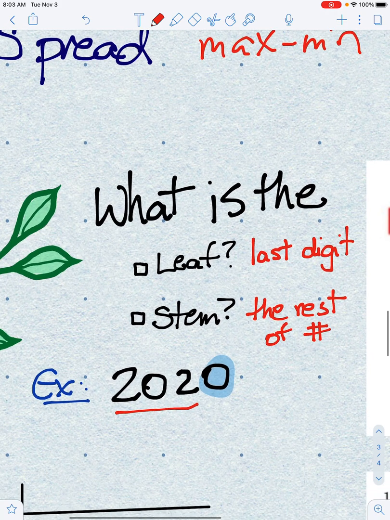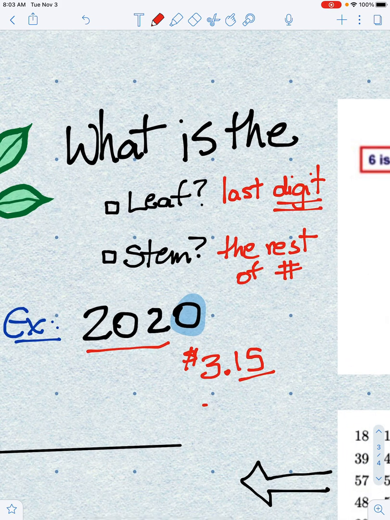Another example would be, let's say you're buying gas for $3.15. This is kind of weird because that decimal spot tends to fool us, and some people want to say 15 cents. But remember, it's the last digit. So in this case, the way we would think about this is we would have 31, and then 5 would be the leaf. So remember, it's always the last number in the number, so to speak.